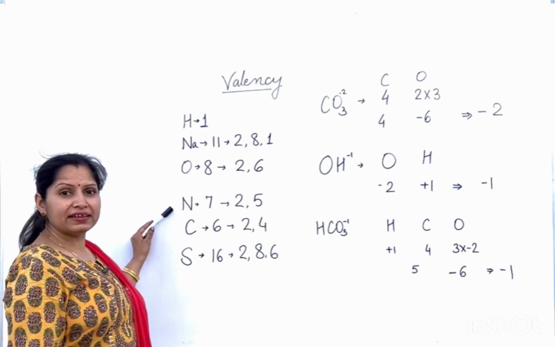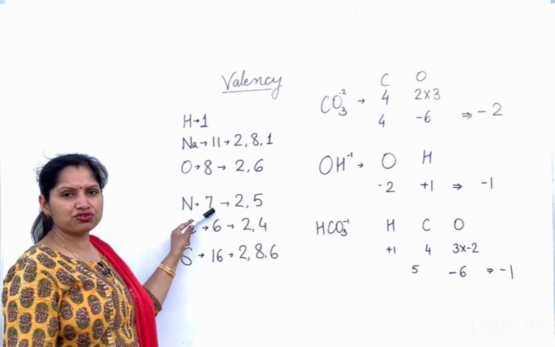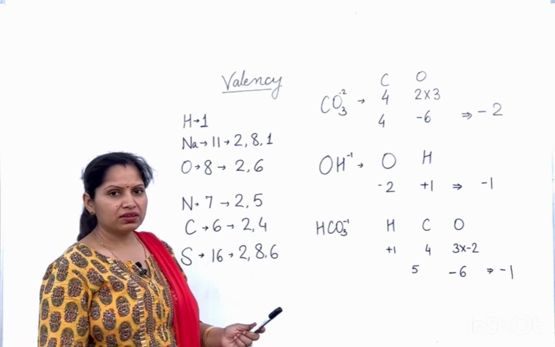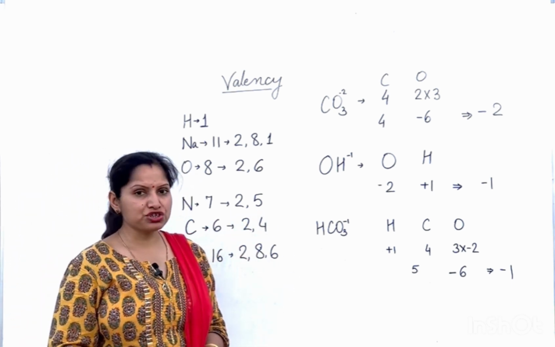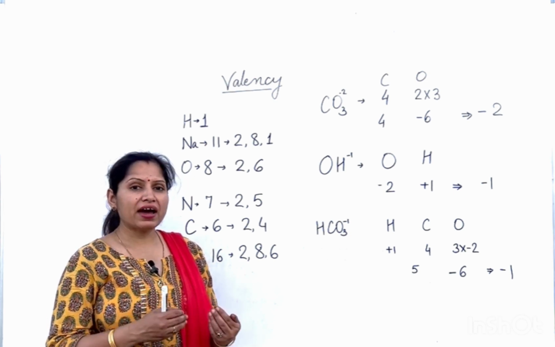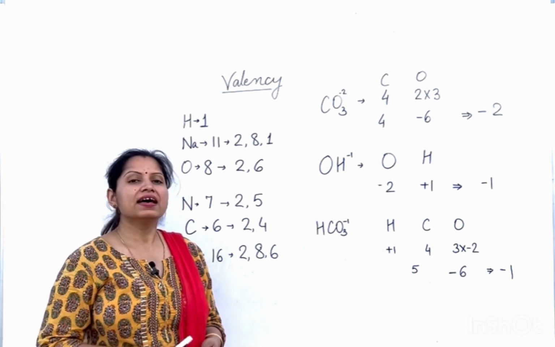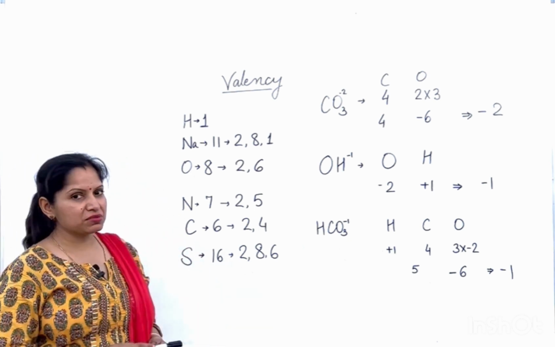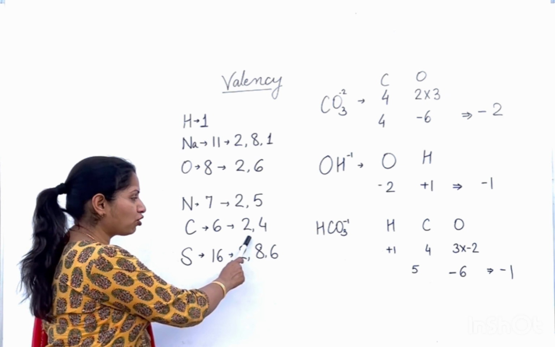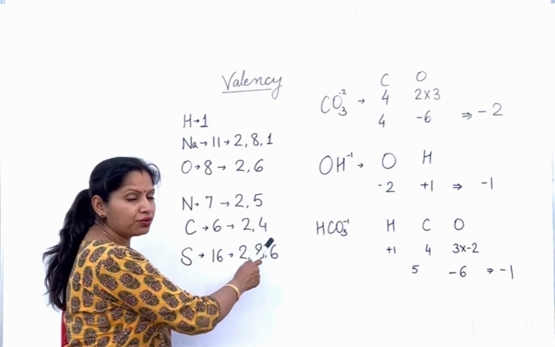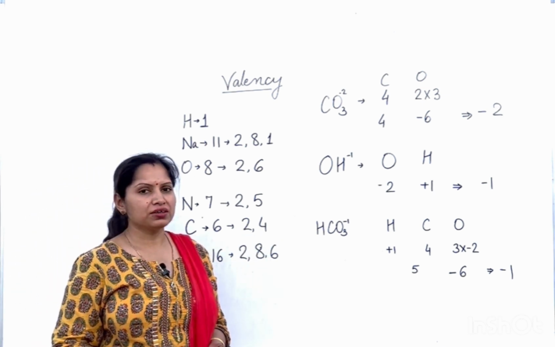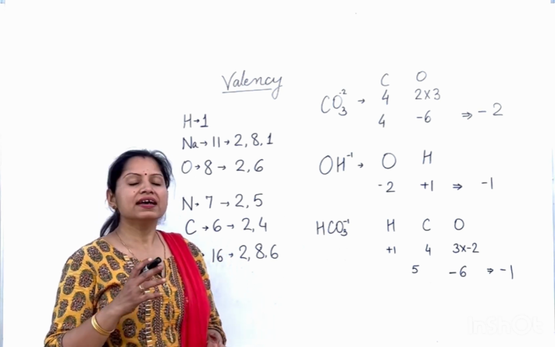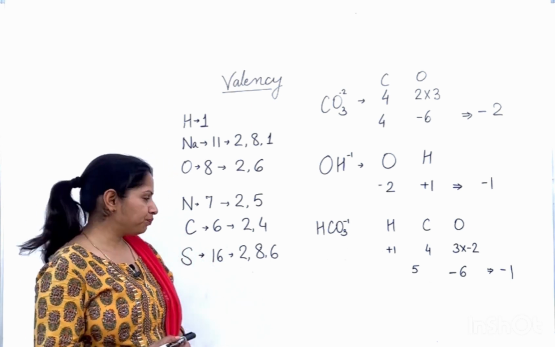Now coming to nitrogen. It has 7 electrons. So the electronic configuration will be 2, 5. There are 5 electrons in its outermost shell. So it will try to share 3 electrons and so its valency will be 3. Carbon, atomic number 6. It has electronic configuration 2, 4, with 4 electrons in its outermost shell. To complete the octet, it will try to share 4 electrons and so its valency will be 4.